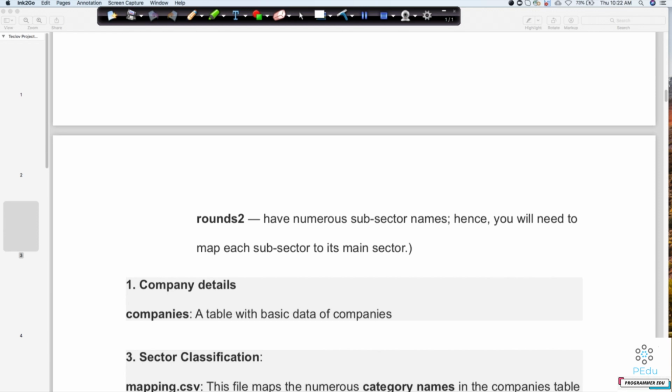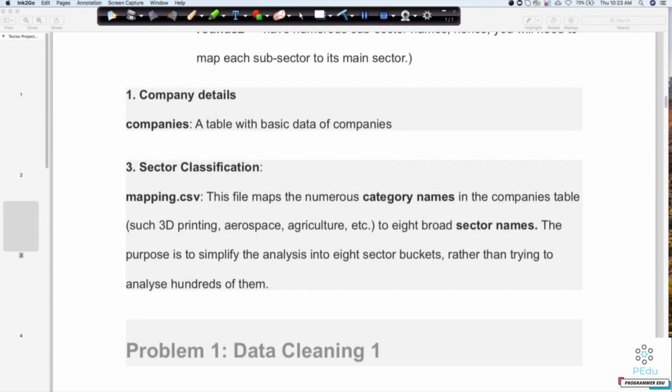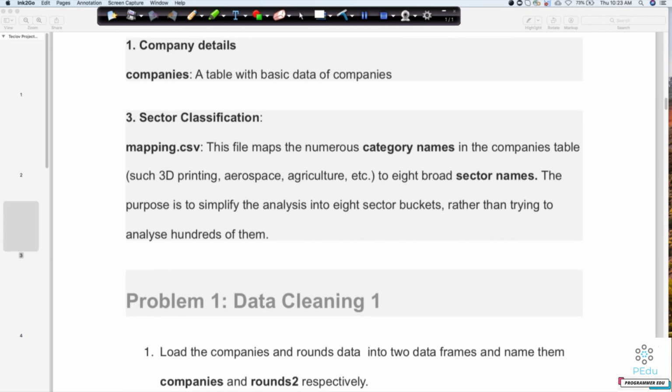So now basically you are getting some insight about the data as well. You will notice that in rounds 2 and companies you will have some subsector names, and in the mapping file also there will be some information, so you probably need to join them in some way. Now let's look at the company details, the tables. I'm talking about these data files now, and I'm going into the explanation of them.